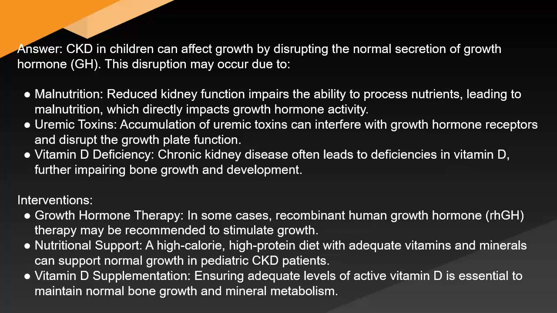Uremic toxins. Accumulation of uremic toxins can interfere with growth hormone receptors and disrupt the growth plate function. Vitamin D deficiency. Chronic kidney disease often leads to deficiencies in vitamin D, further impairing bone growth and development. Interventions. Growth hormone therapy. In some cases, recombinant human growth hormone, or rhGH therapy, may be recommended to stimulate growth.